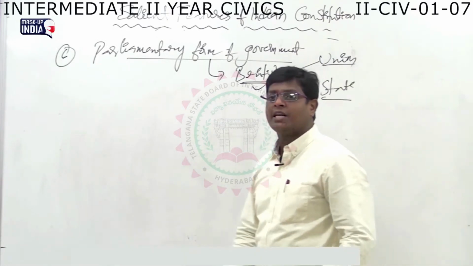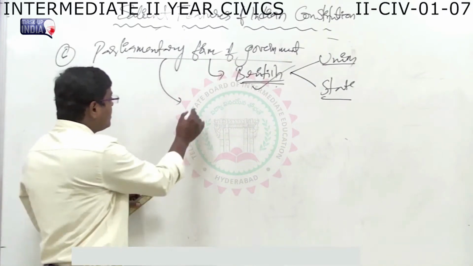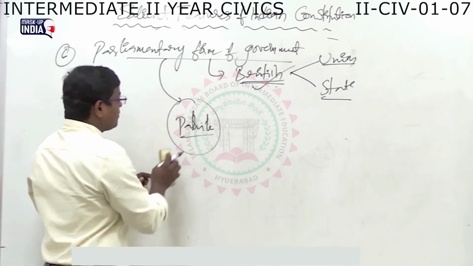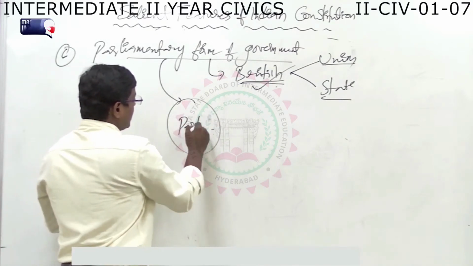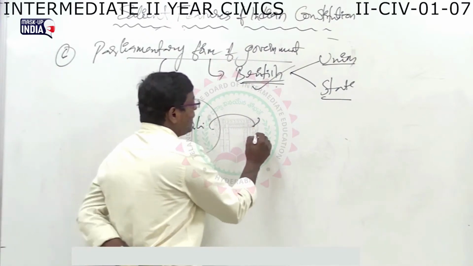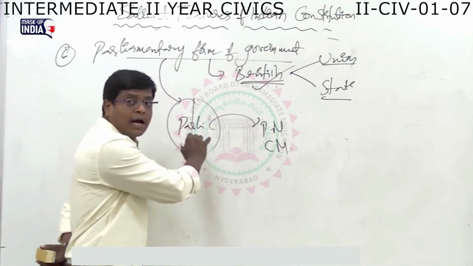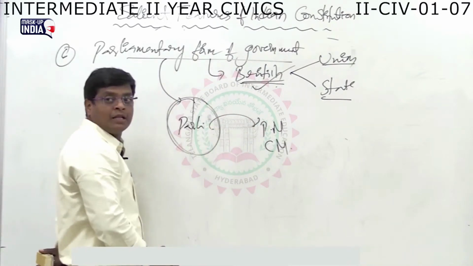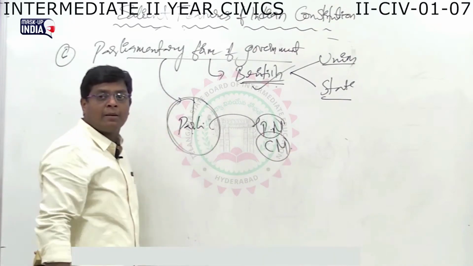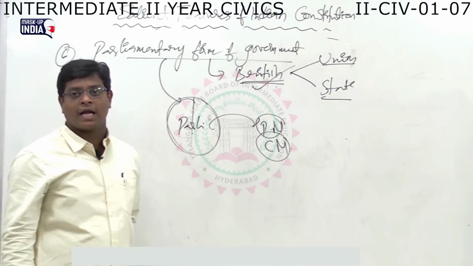What is meant by parliamentary form of government? The government which is derived from the parliament. For example, if you take parliament, this is called parliament. There are both houses, Lok Sabha and Rajya Sabha. The government which is headed by the Prime Minister and the Council of Ministers, they all come from Parliament only. The Prime Minister is a member of Parliament. The Council of Ministers are also members of Parliament. If the government is derived from the Parliament, it is called a parliamentary form of government.